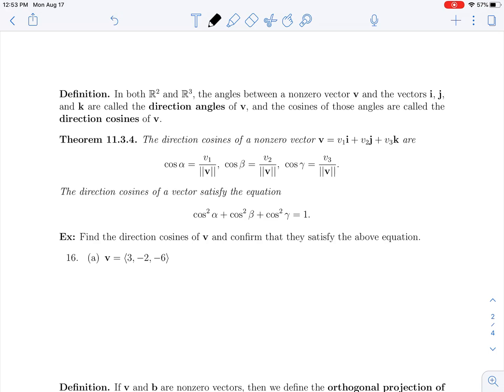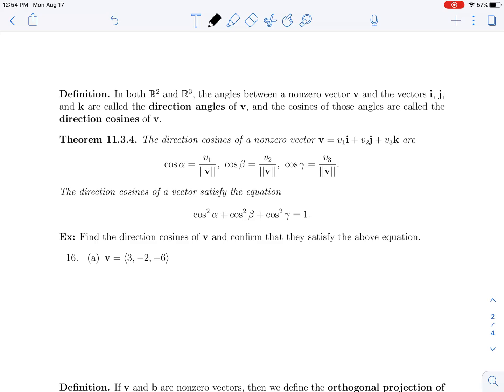The direction cosines of a non-zero vector, which is given in component form v1, v2, v3, are the following. Cosine of alpha is the first component, v1, divided by the magnitude of v. Cosine of beta is v2 over magnitude v. And cosine of gamma is v3 over magnitude v. A property of the direction cosines is that they satisfy the equation cosine of alpha squared plus cosine of beta squared plus cosine of gamma squared equals 1. That's just a relationship of the distance formula and the fact that we're normalizing each of these components.